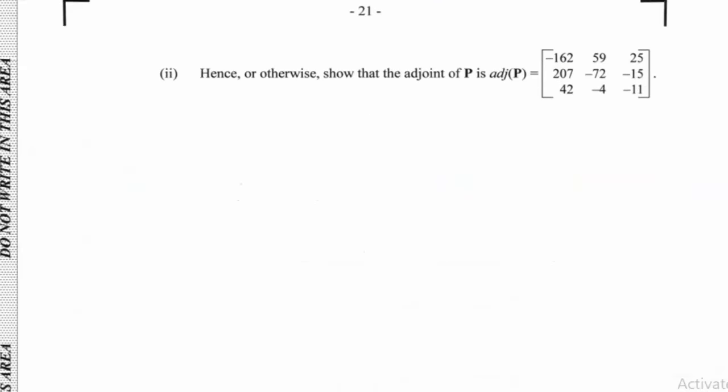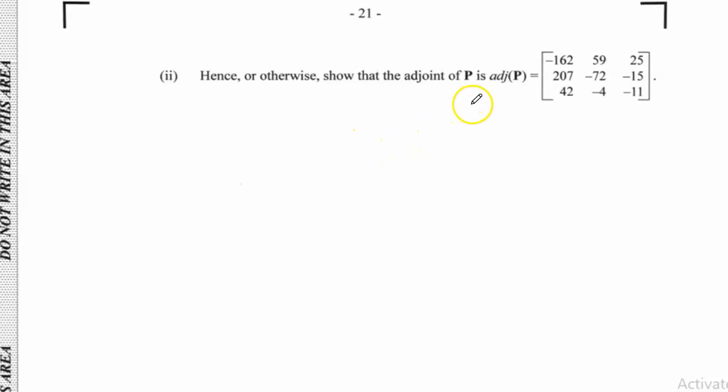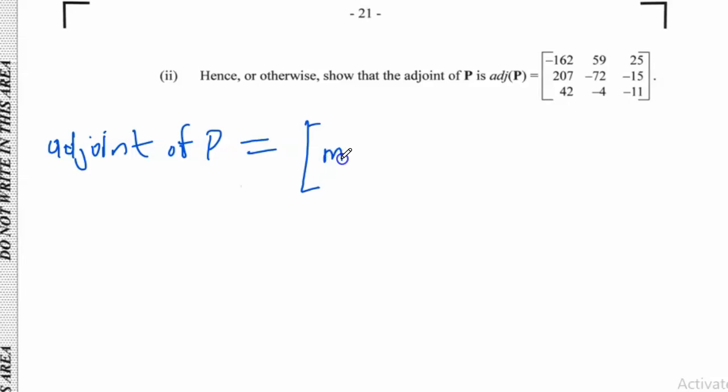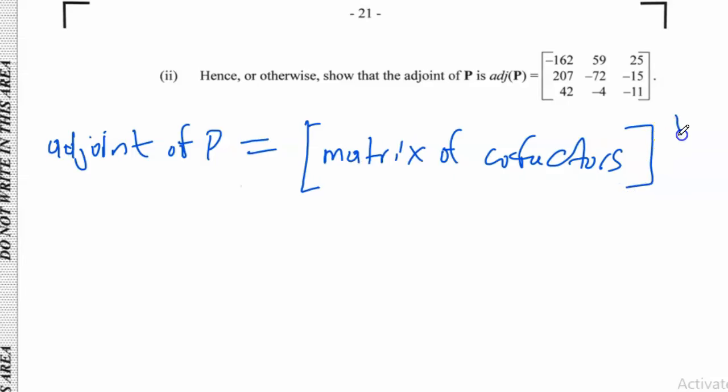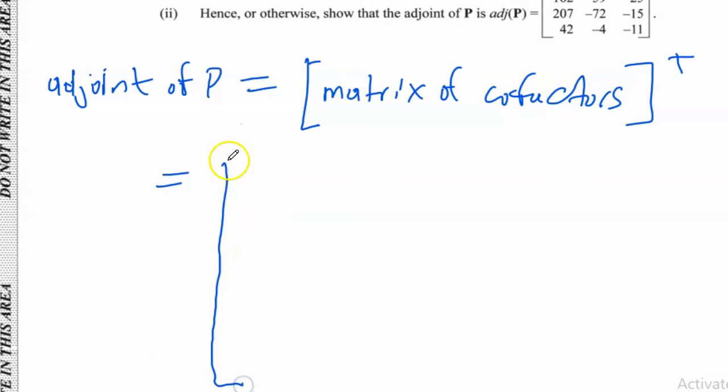Next, hence or otherwise, show that the adjoint of P is, and they'll give us the matrix it's supposed to be. So the adjoint of P is just the transpose of the matrix of cofactors. And how do we get the matrix of cofactors? We simply replace all the elements in P with its cofactor. Let me just draw a large matrix here. And we're going to replace all the elements in P with its cofactor.